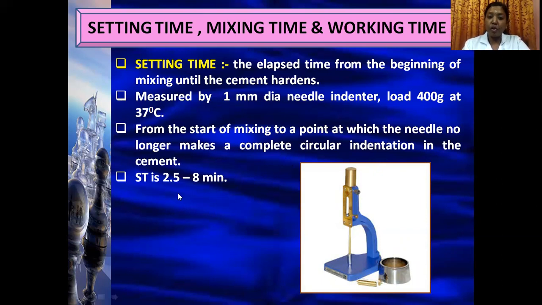So the setting time for zinc phosphate is approximately 2.5 to 8 minutes. In simple words, setting time is the time elapsed from the start of mixing until the cement hardens.